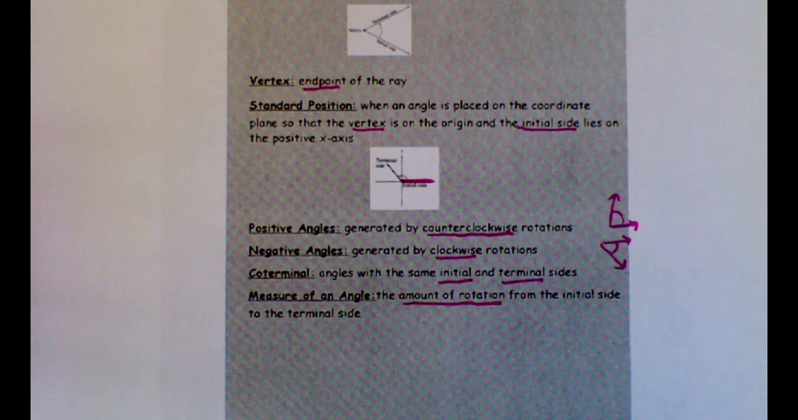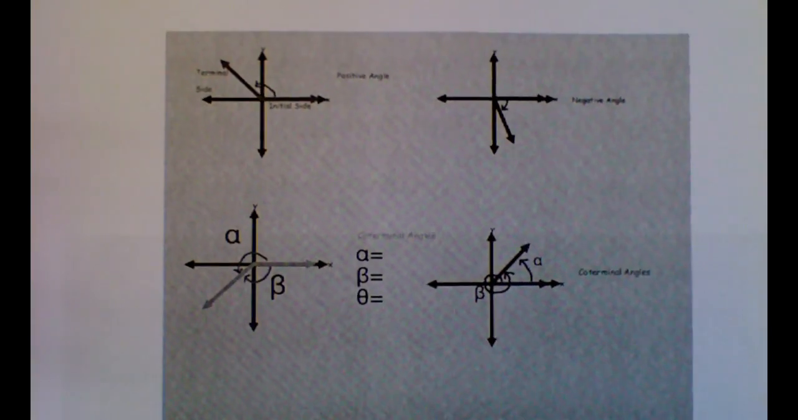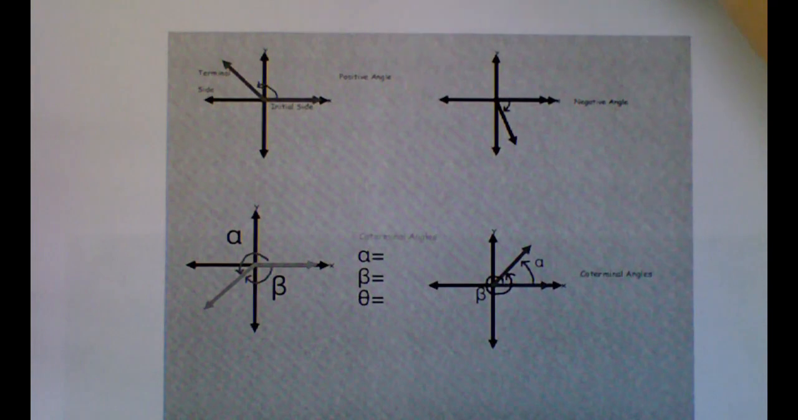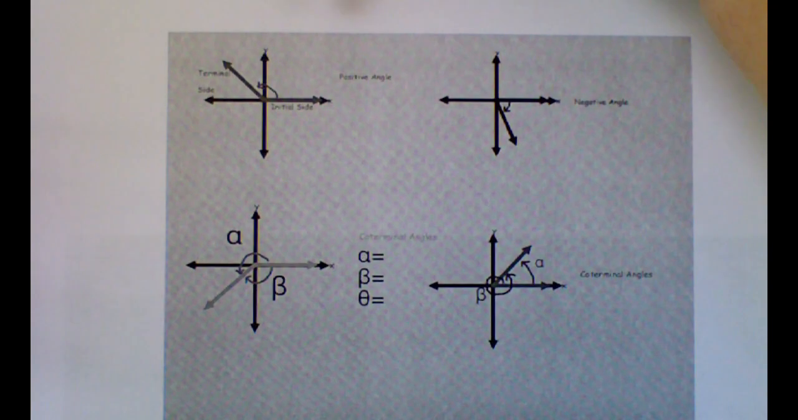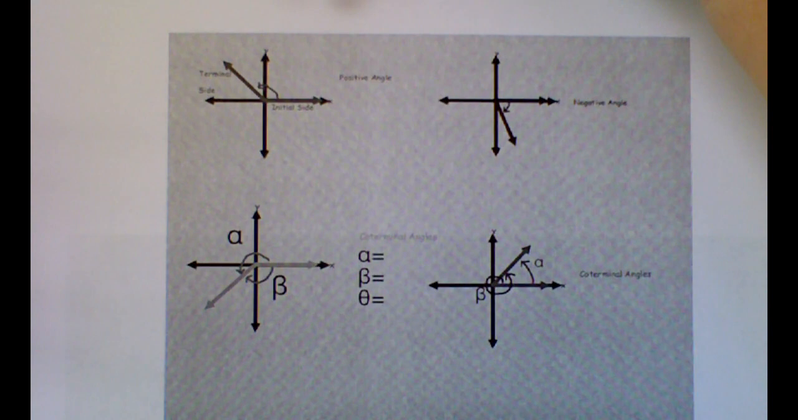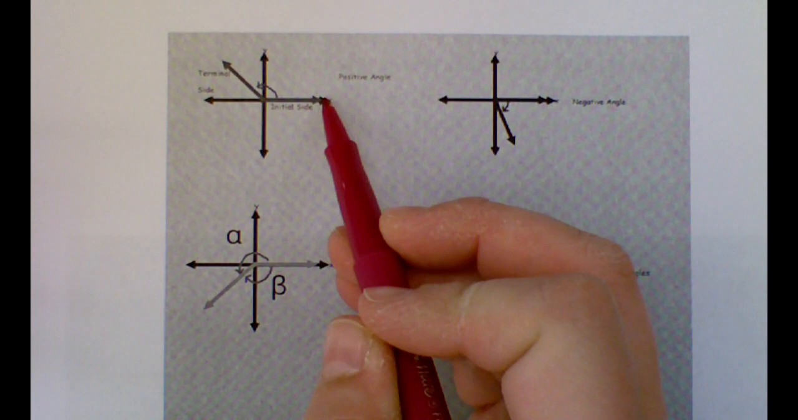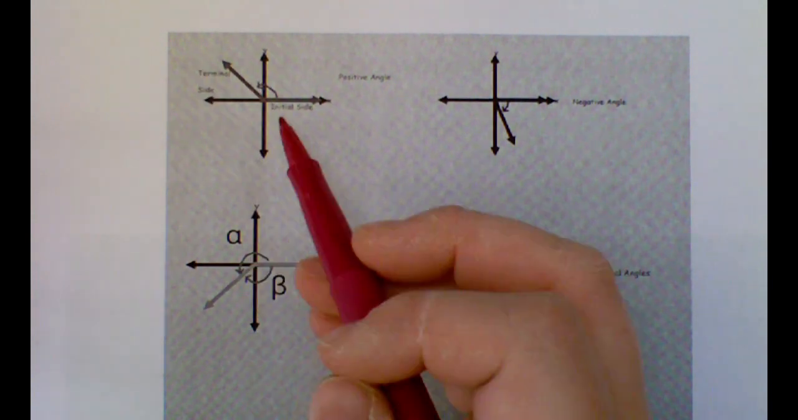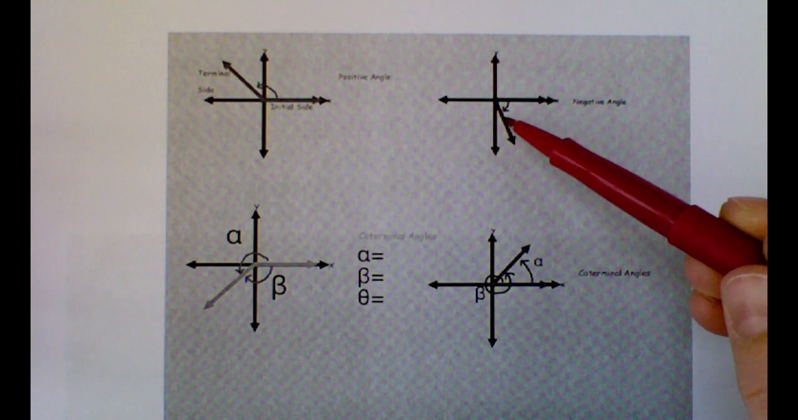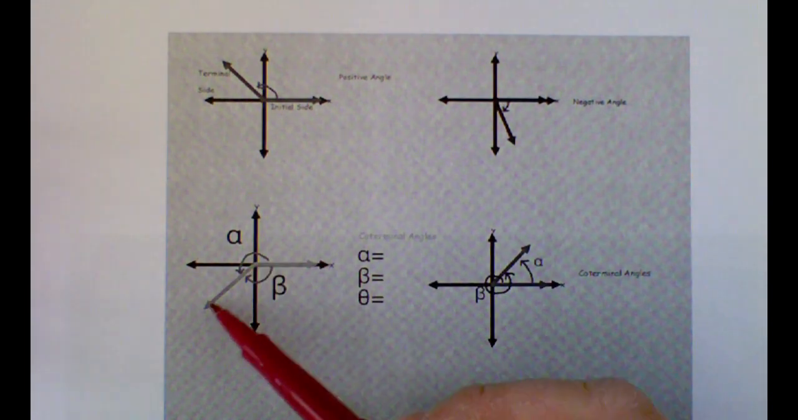In the past, you've probably measured angles in degrees only. But in pre-calculus, we start talking about radians. A couple pictures here. Let's see if I can refocus this a little. I don't know if that's any better, but all right. So for positive angles, we have initial side opens counterclockwise, terminal side. Negative angles, initial side opens clockwise, terminal side. Coterminal angles, they start and end in the same place.